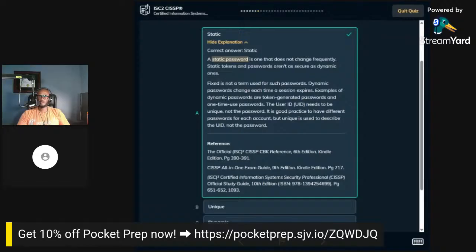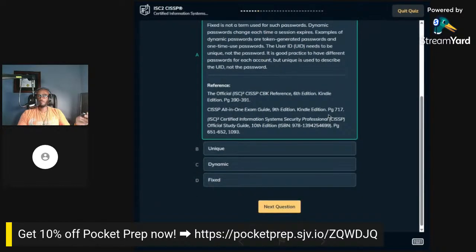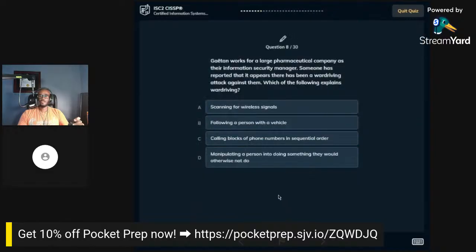Static tokens and passwords aren't as secure as dynamic ones. Dynamic passwords change each time a session expires. Examples of dynamic passwords are token generated passwords and one-time use passwords. Yeah. All right.